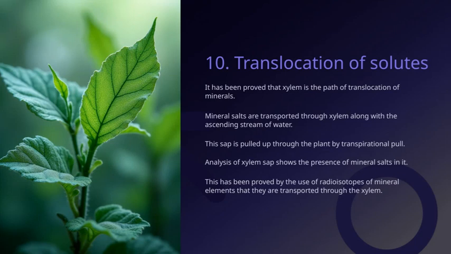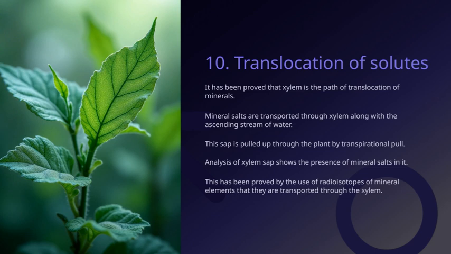This has been proved by the use of radioisotopes of mineral elements, which shows that they are transported through the xylem. When we analyze the xylem sap, it shows the presence of mineral salts in it. This sap is pulled up through the plant by a process known as transpirational pull. Essentially, as water evaporates from the leaves, it creates a negative pressure that pulls this mineral-rich sap upward. Mineral salts are transported through the xylem along with the ascending stream of water, ensuring that nutrients reach all parts of the plant.